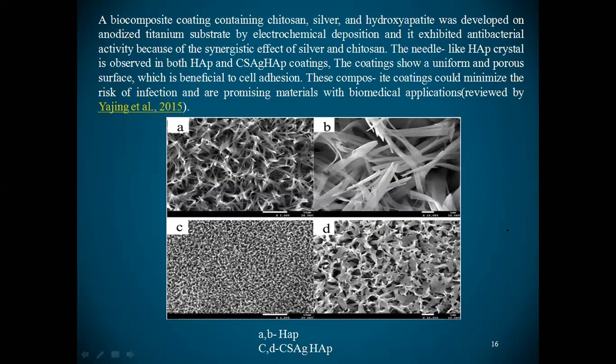In this study, FE-SEM images of the hydroxyapatite polymer and chitosan silver hydroxyapatite. In this, A and B respectively are the hydroxyapatite polymer, and C and D respectively are the chitosan silver loaded hydroxyapatite polymer. In B and D, very needle-like crystals are observed in both the HAP and the CS silver HAP coatings. They show they are promising materials for biomedical applications.